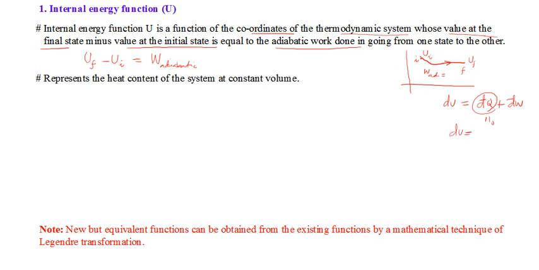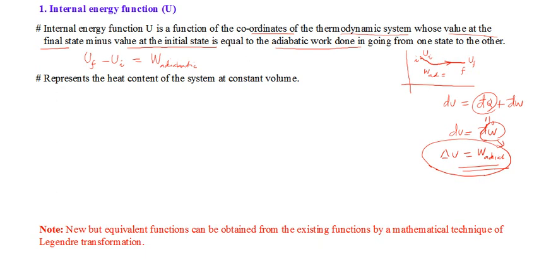So here in this equation, d bar w is the adiabatic work done. And that is what we have done. For finite changes, we have written dU as delta U, and for a finite process this will be just written as delta U equal to W adiabatic. So this is the way in which we define the internal energy. So recall the internal energy function definition. It is a function of the coordinates of the thermodynamic system, like the pressure, temperature, etc., whose value at the final state minus the value at the initial state is equal to the adiabatic work done in going from the initial state to the final state.